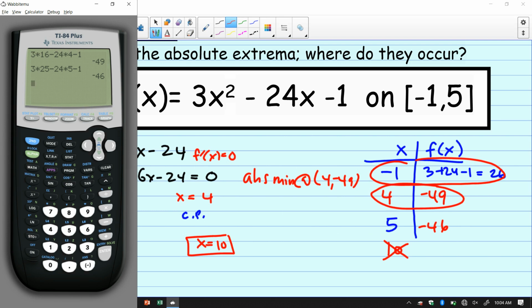Negative 126. So what you'll tell me is the absolute max is at negative 126. Now you have to be careful. When they ask you for the absolute max and min, they're at these points. You guys good with that?